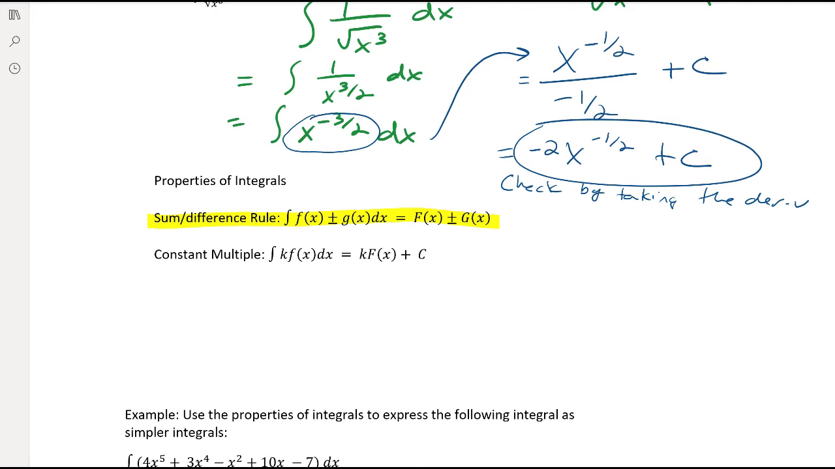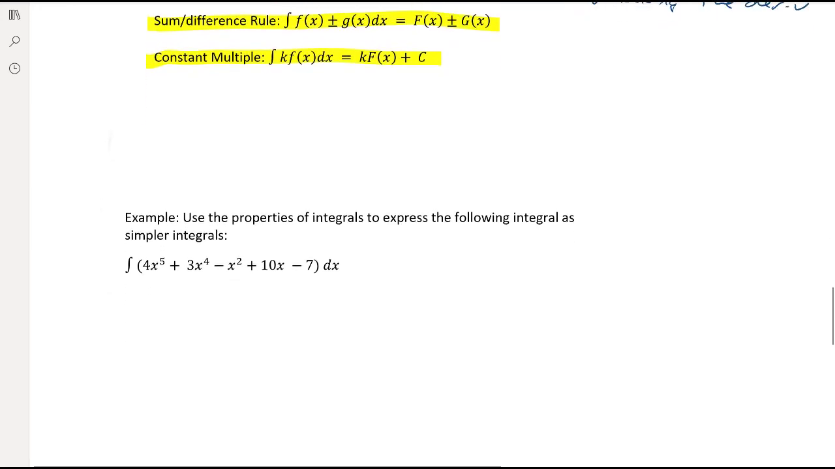Then also, similar to differentiation, we have the constant multiple rule. And what that means is that if I have a constant, like a 5 or a 7, a negative 3.5, I can simply integrate my function and then have that constant multiple hanging around. It's going to multiply my antiderivative. Okay? Let me show you a few examples here.